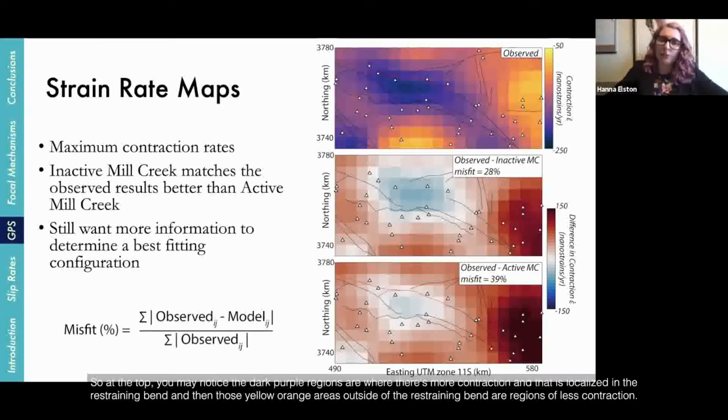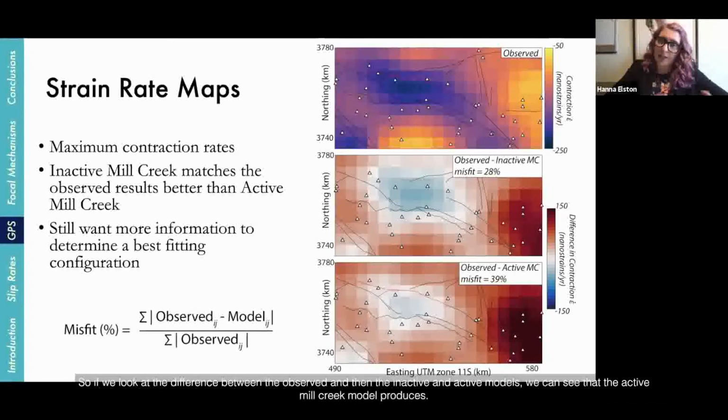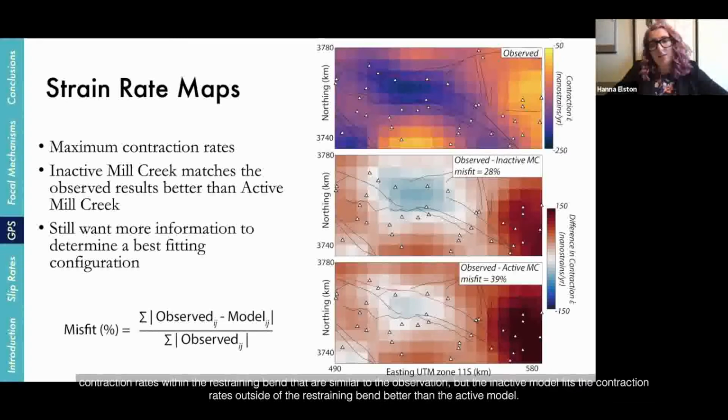At the top, you may notice the dark purple regions are where there's more contraction, and that is localized within the restraining bend. Those yellow-orange areas outside of the restraining bend are regions of less contraction. If we look at the difference between the observed and then the inactive and active models, we can see that the active Mill Creek model produces contraction rates within the restraining bend that are similar to the observation. But the inactive model fits the contraction rates outside of the restraining bend better than the active model.